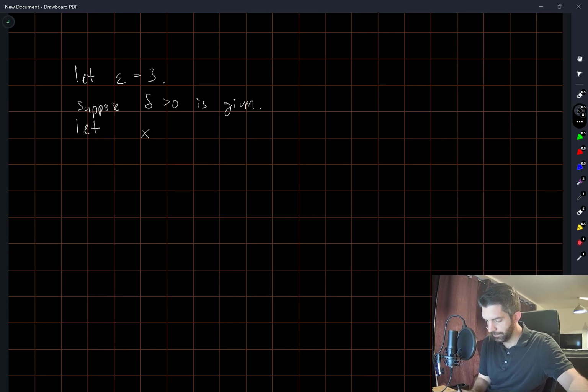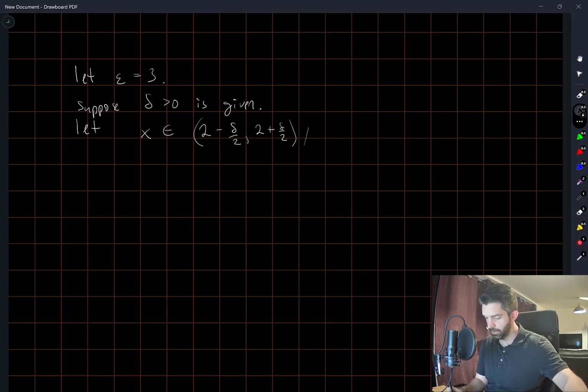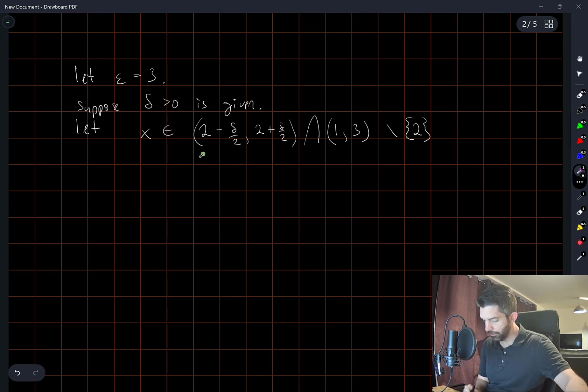I'm going to let x be anything in the set 2 minus delta over 2 to 2 plus delta over 2. But I don't want to be too far away from the number 2. So I'll also say it's between 1 and 3. So this set, I guess I should remove the singleton 2 as well. Okay. So x is somewhere around 2, but not too far from 2.